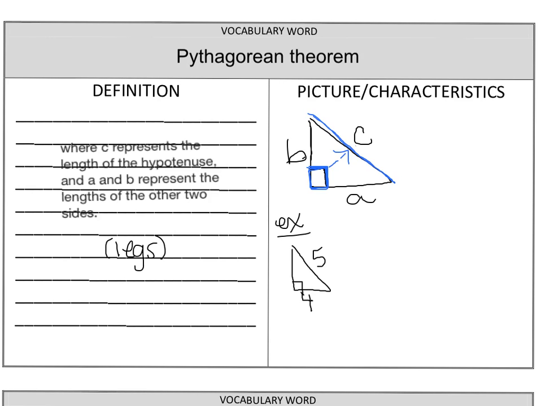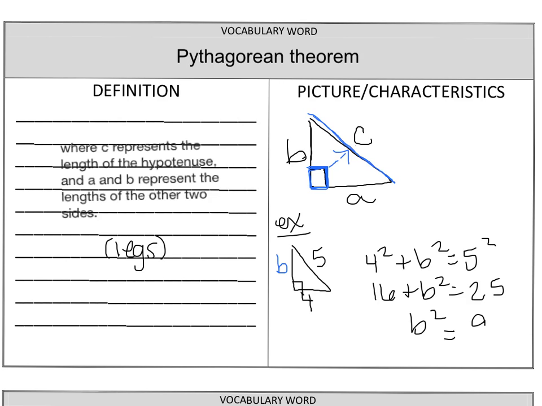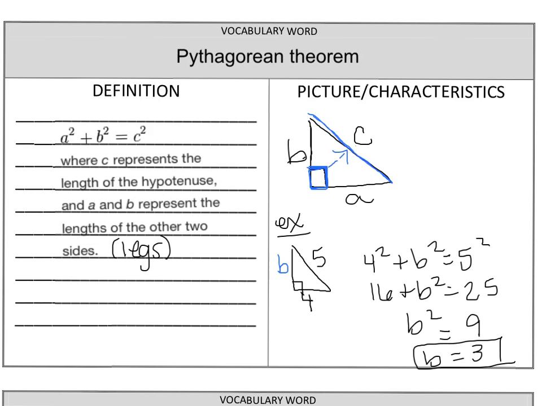So doing a quick example for Pythagorean theorem, I'm trying to find the missing side, so let's say I'm trying to find b. So 4 squared plus b squared equals 5 squared. Subtract 16 from both sides. Take the square root. There's no such thing as a negative length on a triangle, so b is positive 3. With Pythagorean theorem, that will help us define the next vocabulary word.